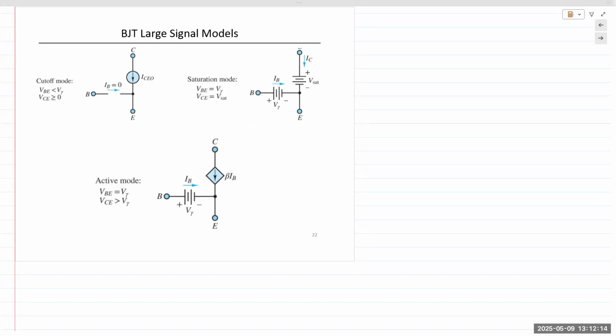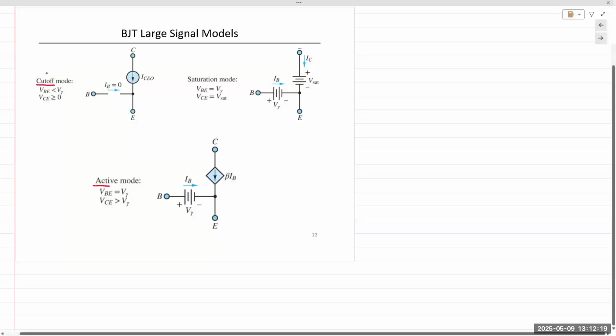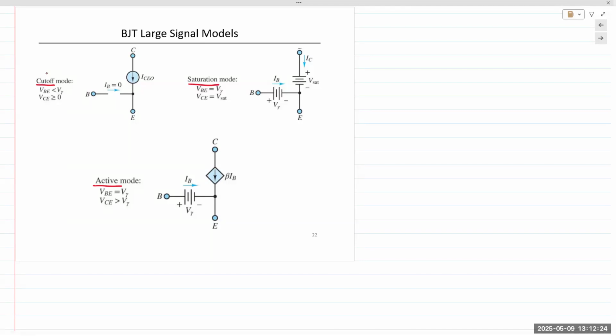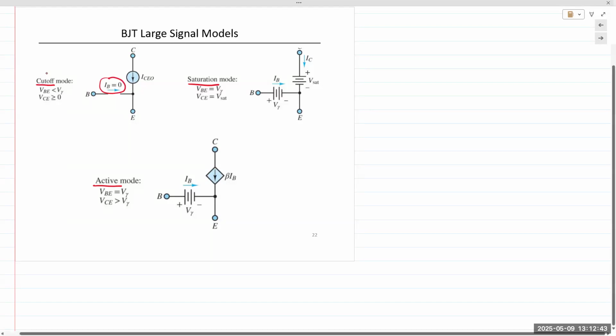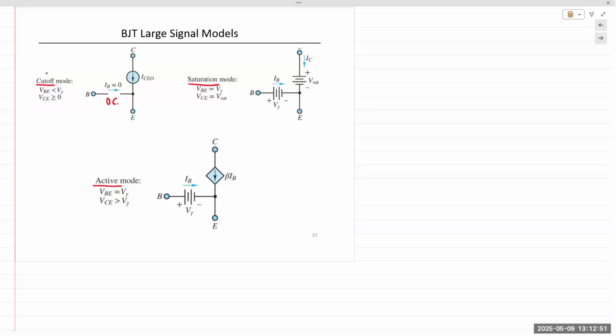In large signal models, we are looking at the three modes of operation: cutoff, saturation, and active, right? And we know that when both junctions of the BJT are reverse biased, the transistor is in cutoff mode. Cutoff mode is so called because there's no output. The only current flowing is a very small saturation current. There is no voltage drop across the base and the emitter, and IB is equal to 0. So we can model the base terminal as an open circuit, meaning no current is actually flowing into the junction.